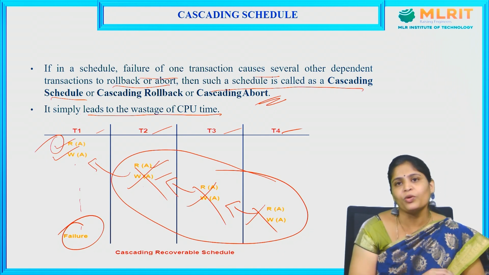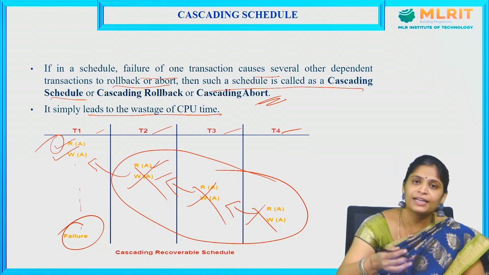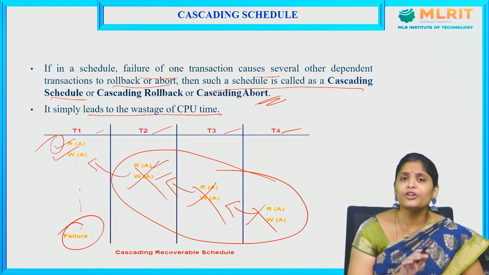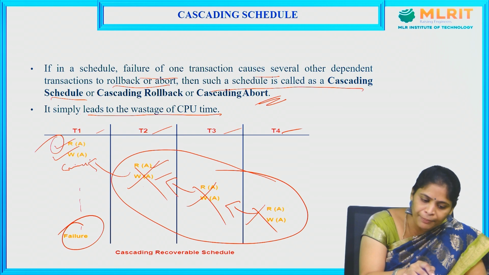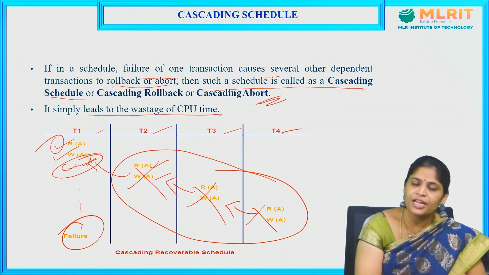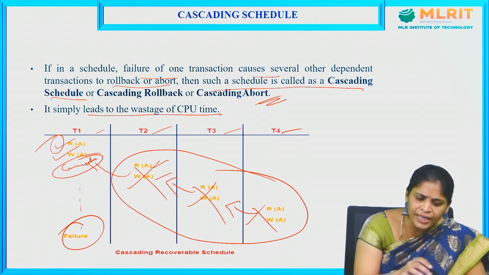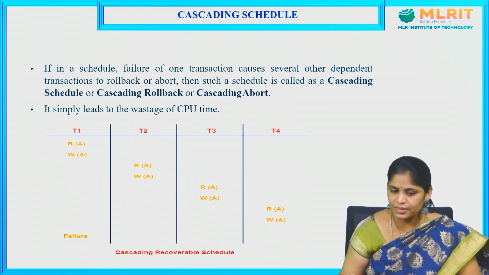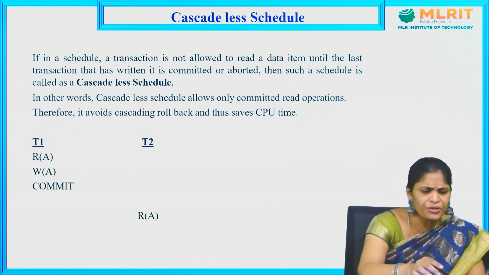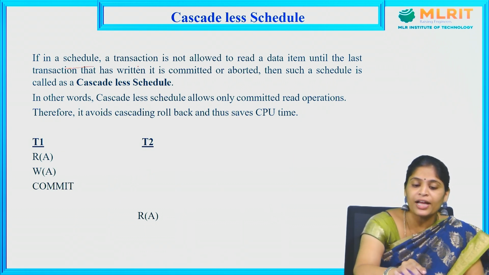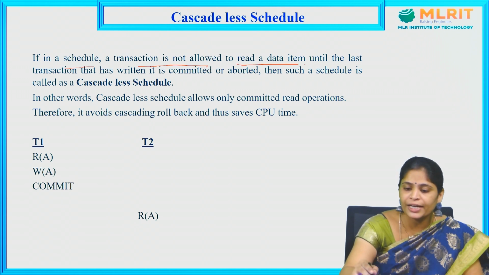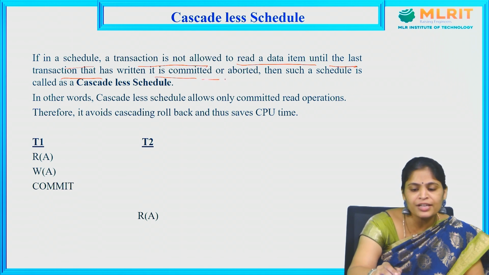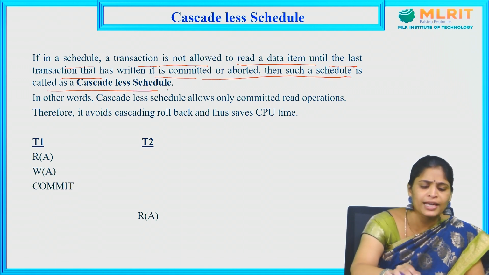To overcome this, let us discuss the next schedule, cascadeless schedule. To overcome this wastage of time, it will not allow another transaction to read the data until the commit operation has been performed in one transaction. So if in a schedule, a transaction is not allowed to read a data item until the last transaction that has written it is committed or aborted, then such a schedule is called a cascadeless schedule.